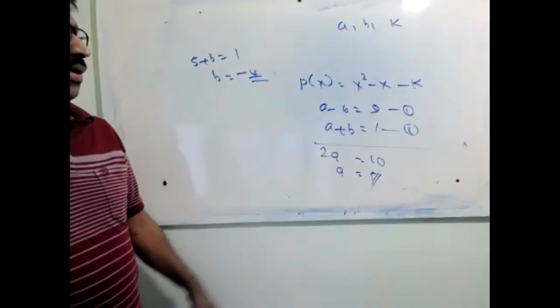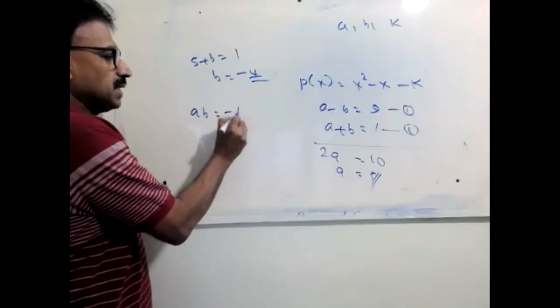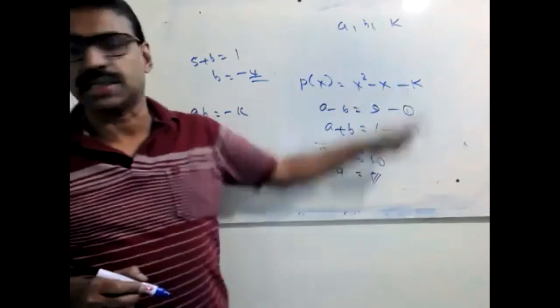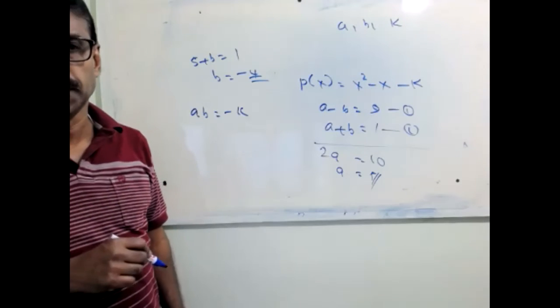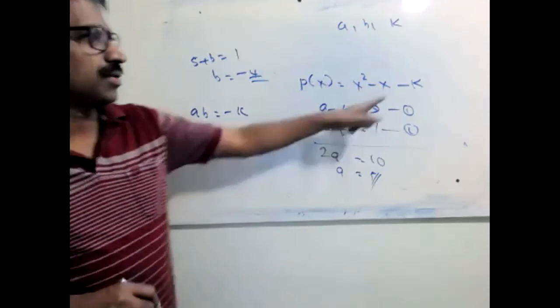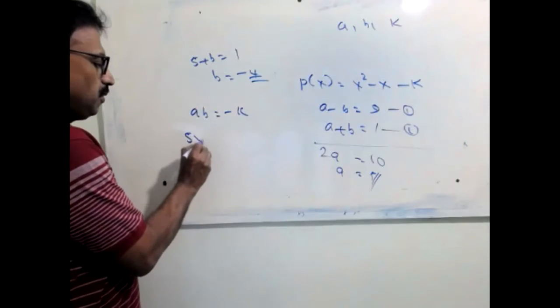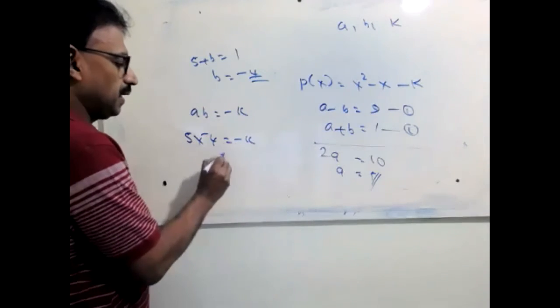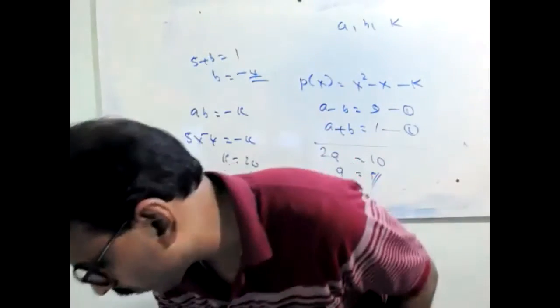Now we want k. ab equal to what? Minus k. Correct? Because alpha beta equals c by a, and alpha plus beta equals minus b by a. So ab, 5 into minus 4, equal to minus k. k equal to 20. So we can find a, b, and k. Clear now?